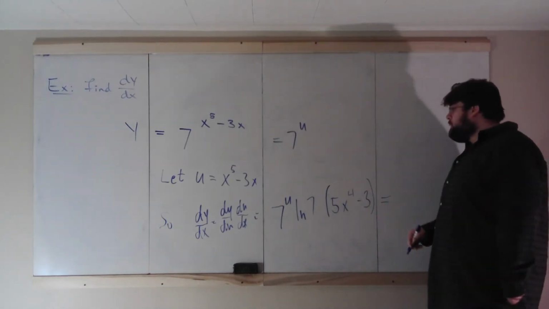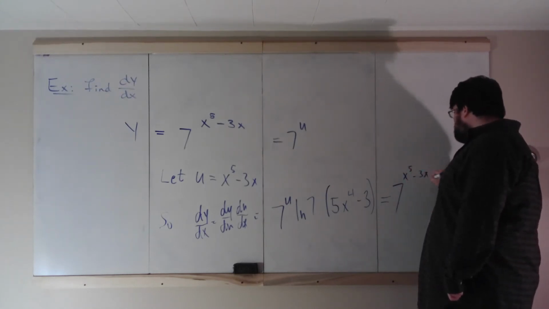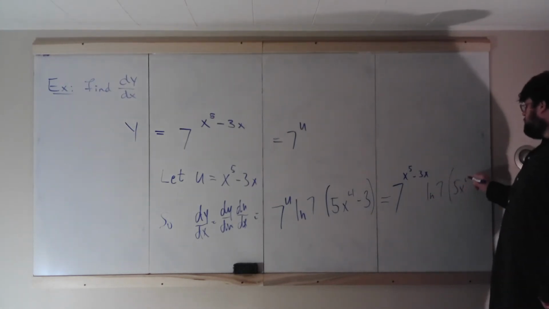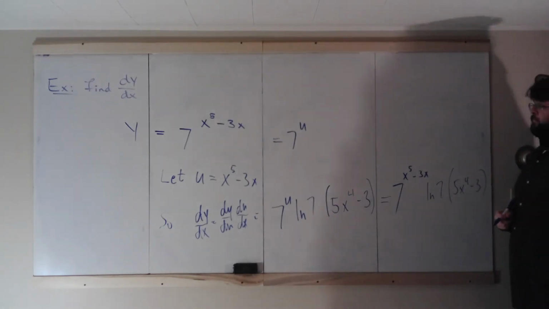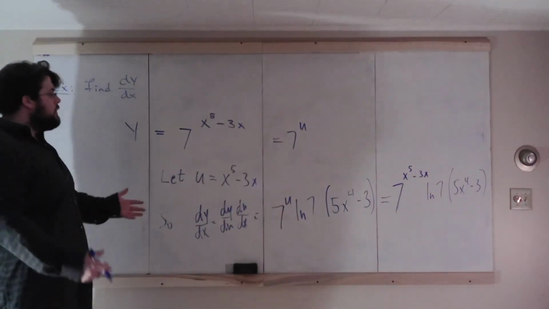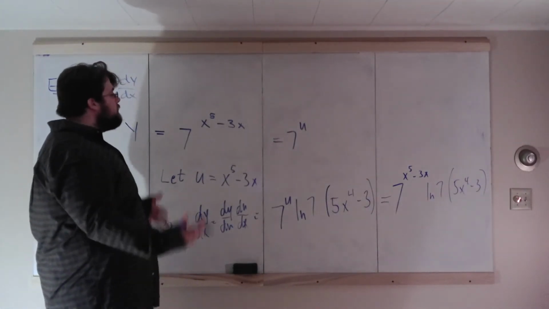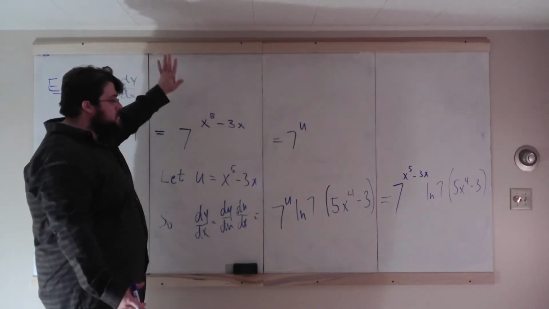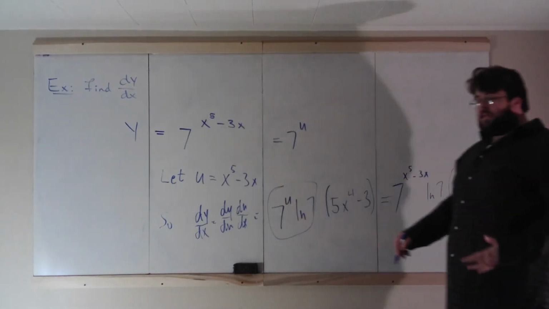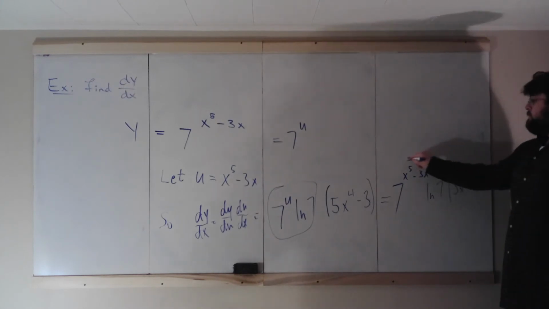And of course, we don't want to leave u in our answer because we want full credit. So 7 to the x to the 5th minus 3x, log 7, times 5x to the 4 minus 3. And again, as you get used to these, you learn how you can see these answers just from the beginning. You learn to think of them as just 7 to something. Derivative of 7 to something? 7 to that thing, log 7.